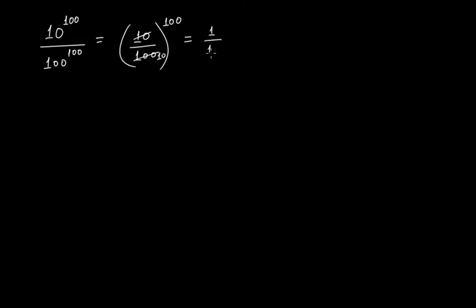Let's take a few more examples. Let's say one more example, that is 10 to the 100th power divided by 100 to the 100th power. According to the fifth law of exponents, this will be 10 divided by 100, raised to the 100th power. If you solve it, you divide this and you'll get 1 divided by 10 to the 100th power. This will be the answer.